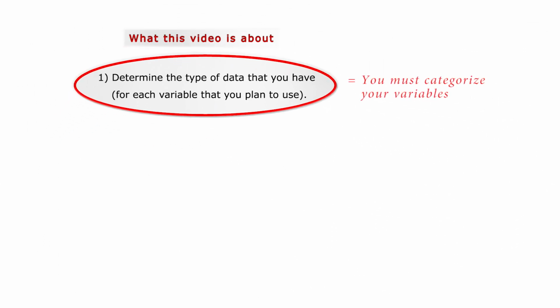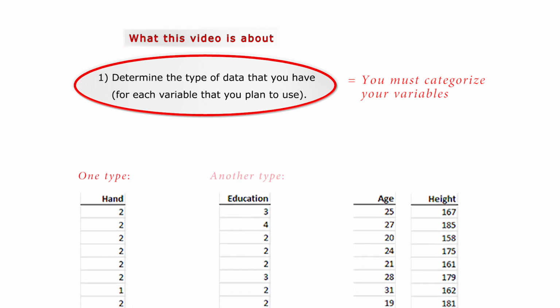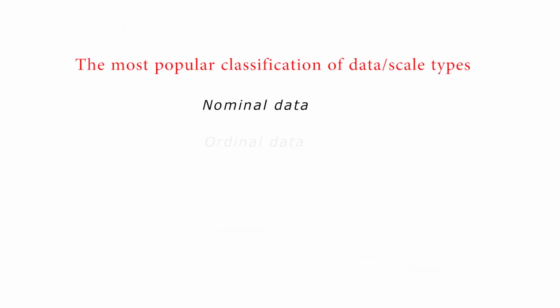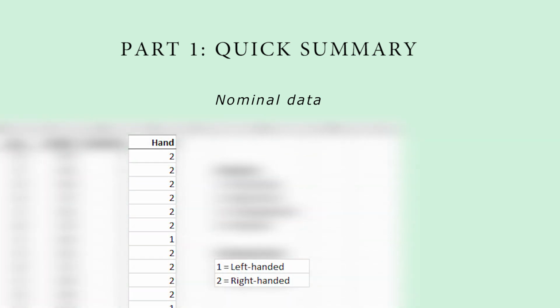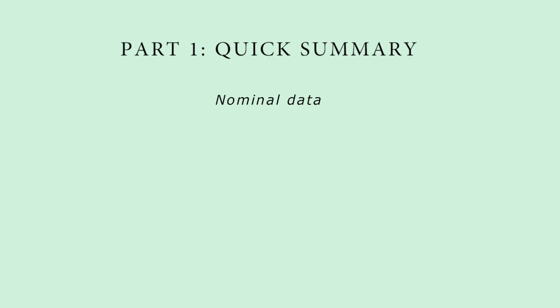Think of data types as a way of categorizing different types of variables. There are 4 types of data, or scales: nominal, ordinal, interval, and ratio. Nominal data are just identifiers. For example, the digit 1 for left-handed people and 2 for right-handed. These numbers have no mathematical meaning.